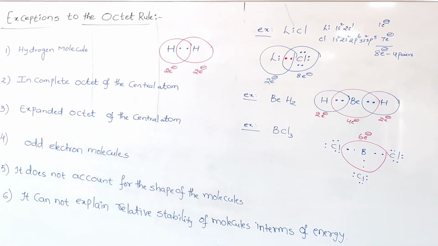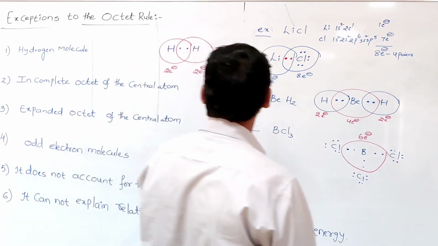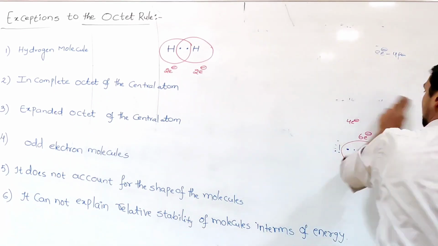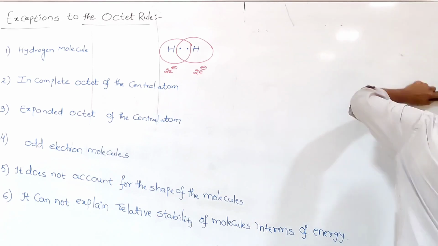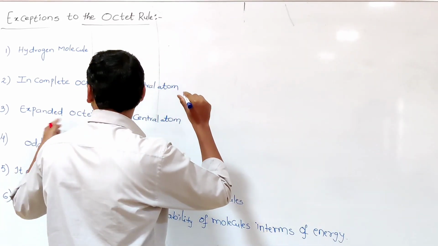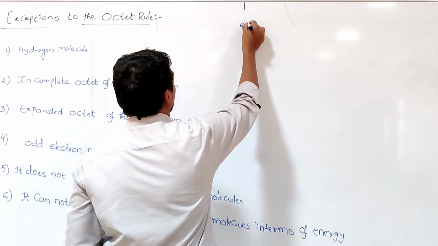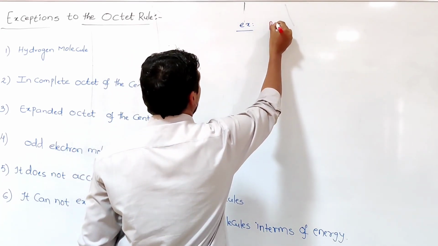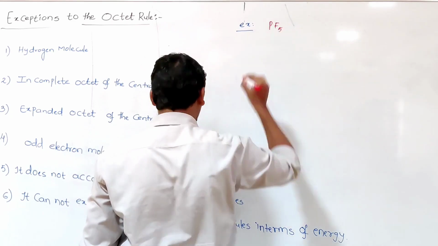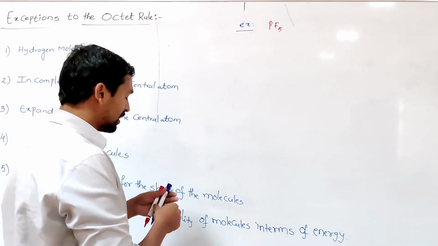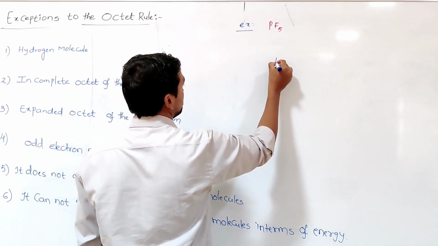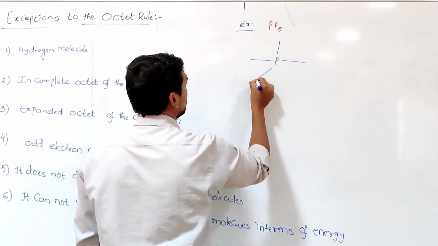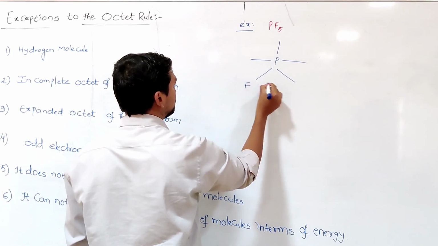And comes to the next one, the expanded octet of the central atom. So, in the expanded octet of the central atom, let us take one example. The third exception is, let us take one example, PF5. It belongs to the group 15 family. The phosphorus is linked with 5 fluorine atoms.